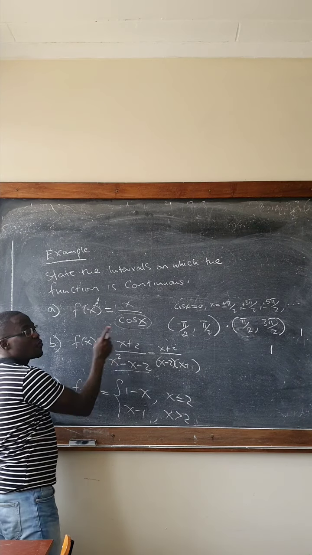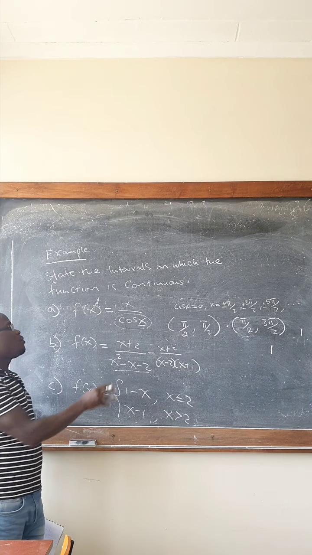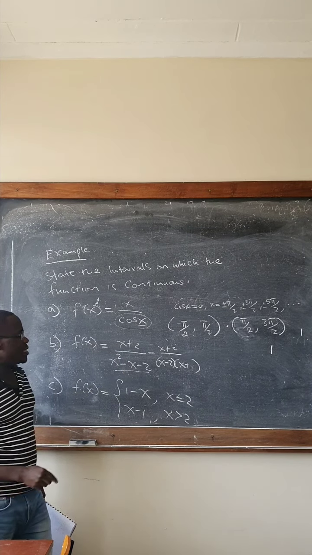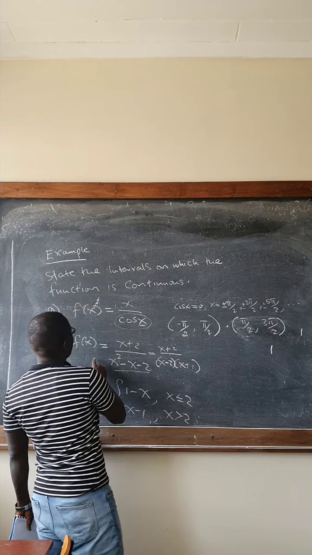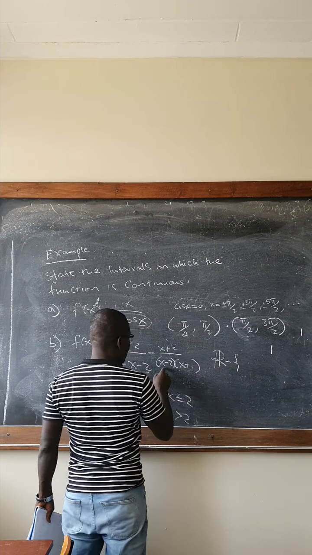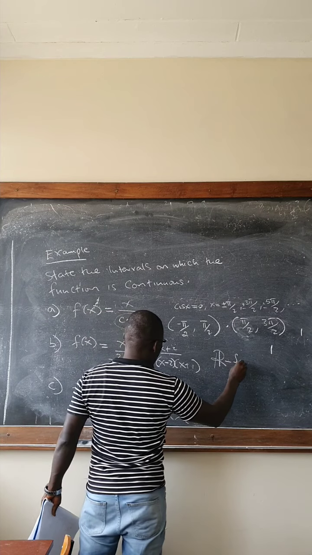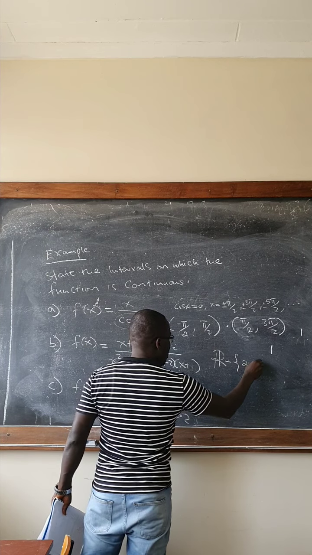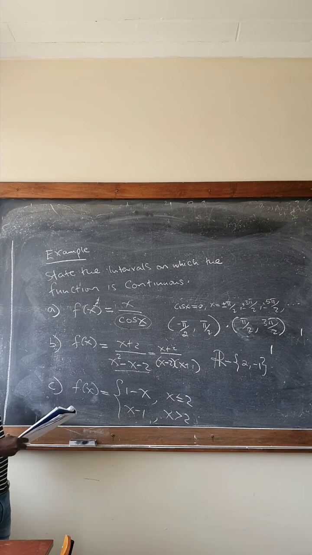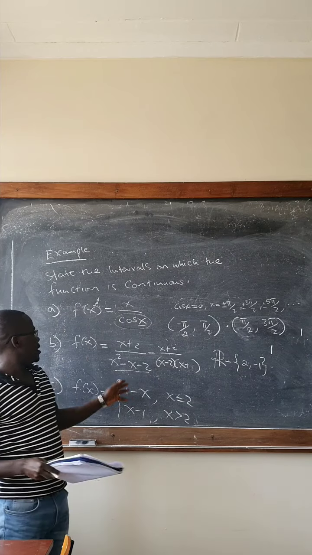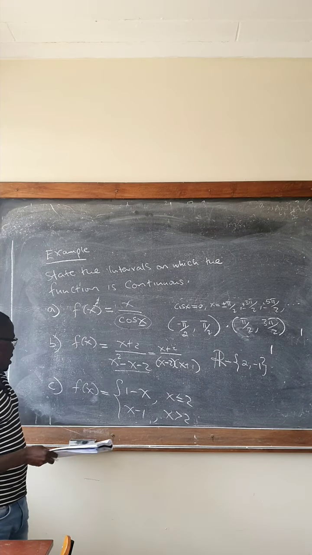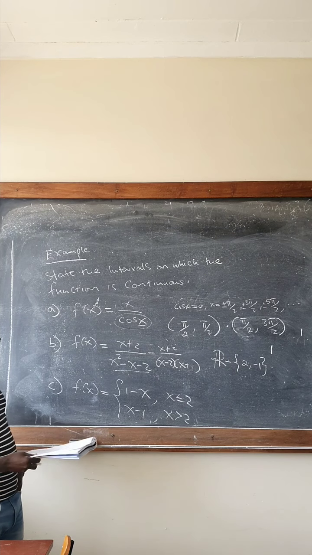So this is a fraction of two continuous functions, and this will be continuous everywhere except where the denominator is 0. So the set where this function is continuous is going to be R minus the points where the denominator is 0, which are 2 and negative 1. If you remove these points, then the function will be continuous everywhere except at these 2 points.